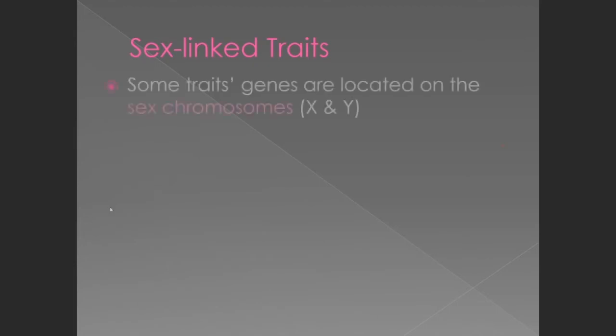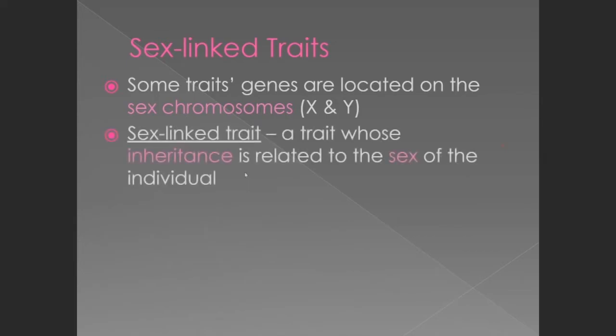So, we're going to focus on looking at what a sex-linked trait is. Some traits or genes are only going to be located on the sex chromosomes. If we think back to the karyotypes that we looked at for humans, humans have 23 pairs of chromosomes. 22 pairs are just normal chromosomes, and that final pair, the 23rd pair, is what determines the sex of an individual. An XX is going to be a female, and an XY is going to be a male.